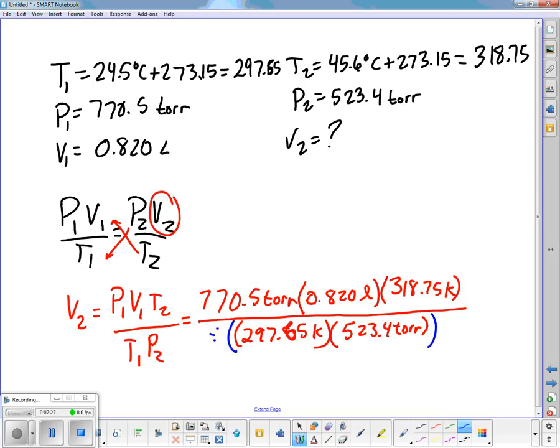Going through and canceling. Torr cancels. K cancels. I'm left with liters, which is what I wanted, a volume. And I have three significant figures. So, plug that in. Let's see what we get for an answer. 1.29 liters.